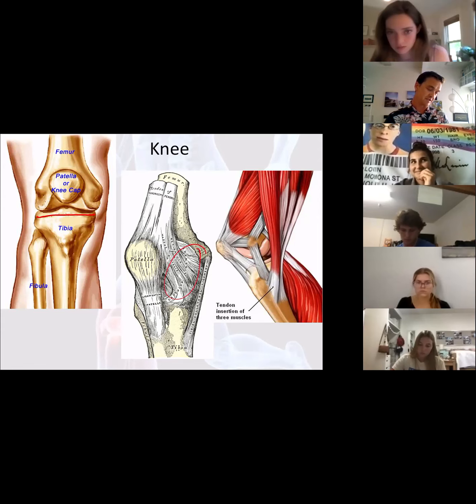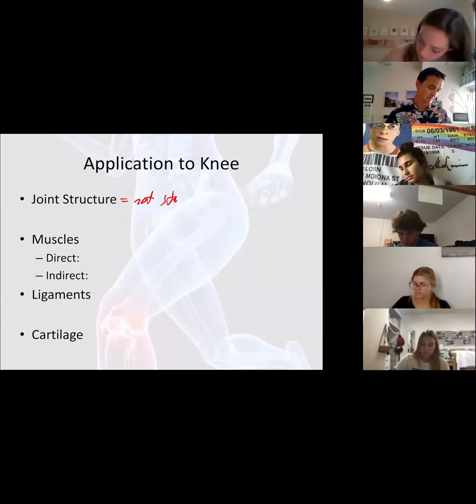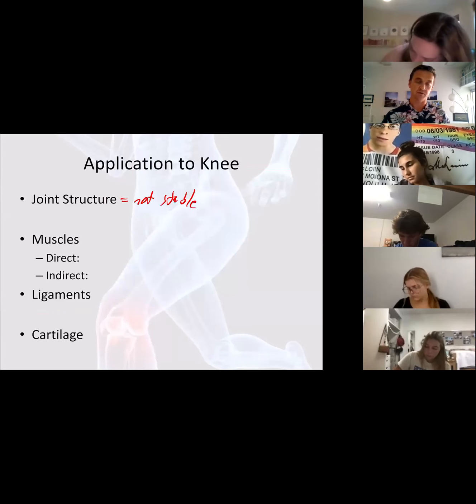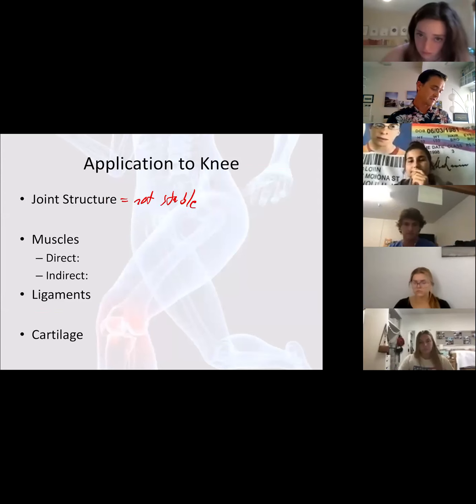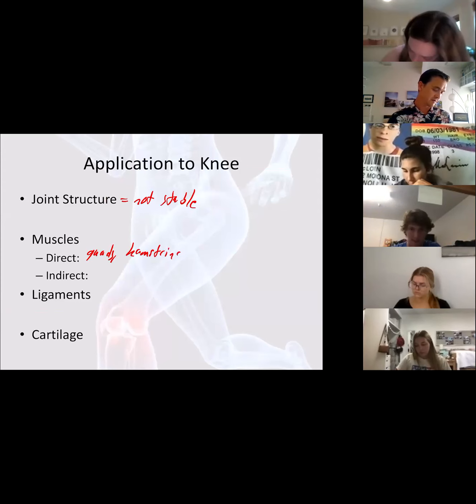We see quite a few ligaments here in the knee, both sides and the back as well, and we do have quite a few direct and indirect stabilizers of the knee, like we talked about. So the joint structure is not stable at all. The muscles of the knee, the direct stabilizers for sure, we're thinking quads, hamstrings. Definitely lots of direct stabilizers. Indirect, gluteus medius in particular, but also other hip muscles.